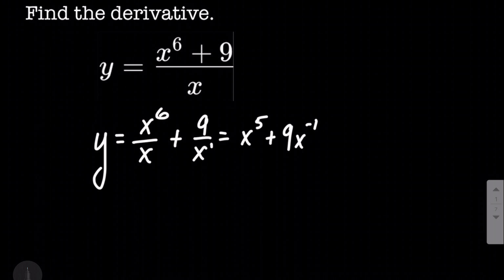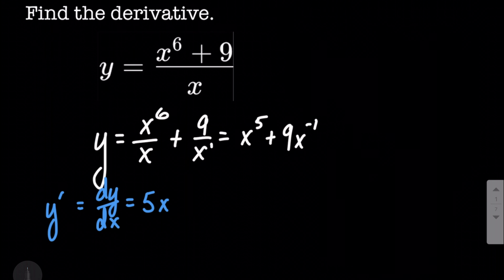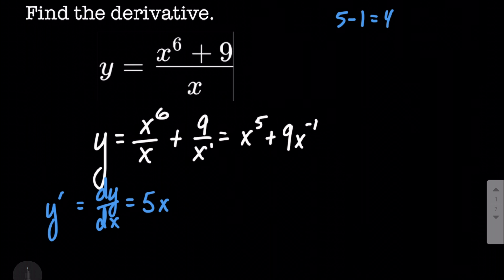So I think it's going to be easier for us to find our derivative dy/dx, or sometimes we'll use y prime, different notation means the same thing. And just go through one at a time. So power rule says the exponent comes down in front, and then you subtract 1, reduce the exponent by 1. So I'm doing 5 minus 1. We're going to get 4 for our new exponent for that first term.